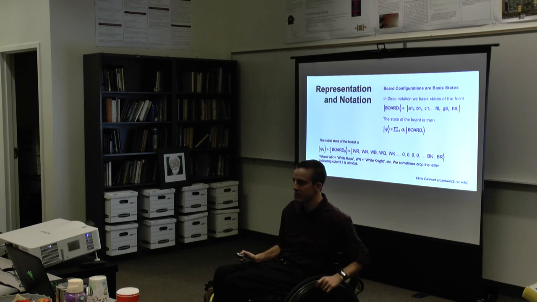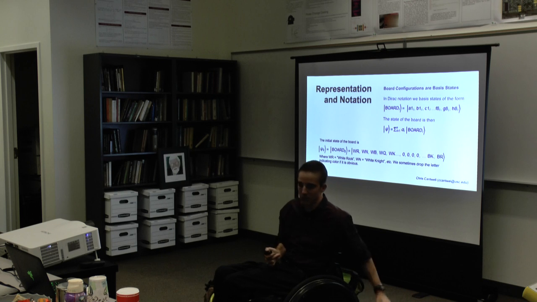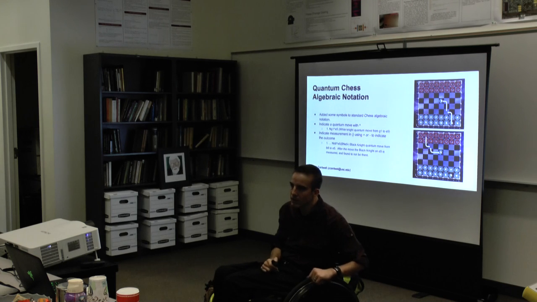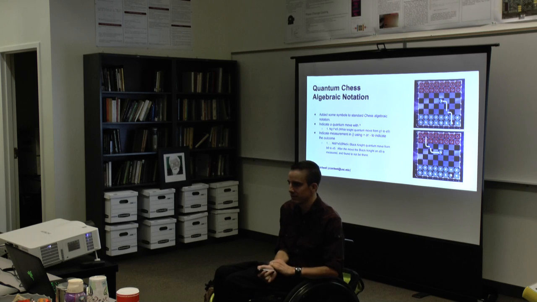A little bit of representation and notation. We have board configurations as the basis states. So a basis state is all of the different piece values for the different positions on a board. The board starts in the state where you have white rook, white knight, white bishop, white queen, and so on. And the superposition, the state of the board, is a complex amplitude times the board configuration, essentially the basis states. So another thing that we should go over, because I do have some analysis of different moves, is quantum chess algebraic notation.